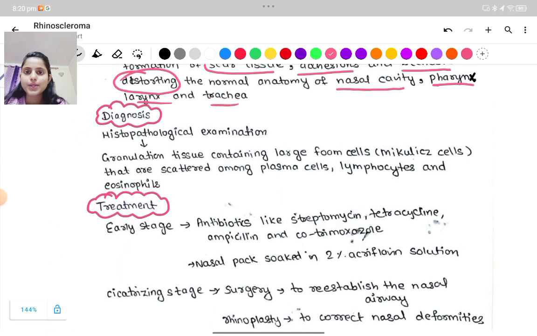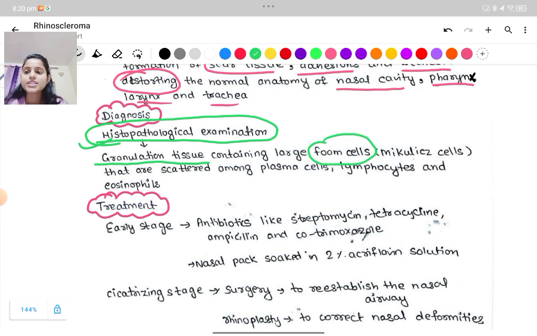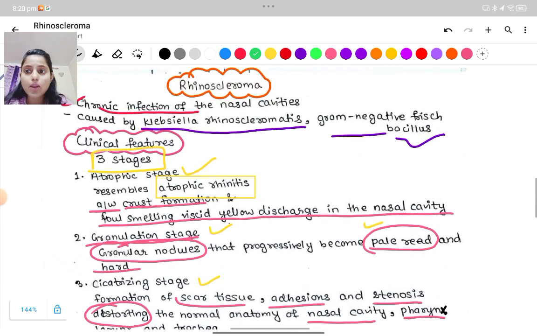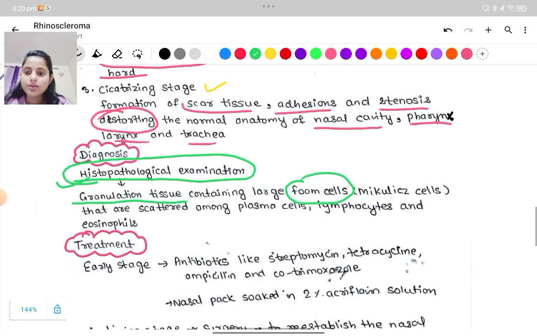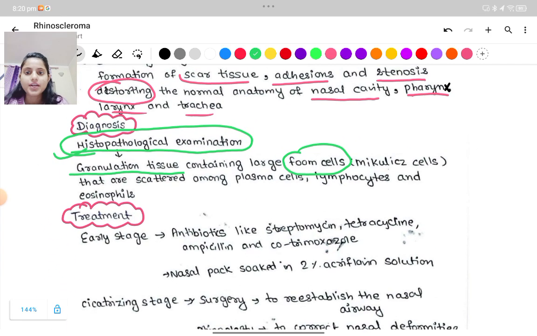For the diagnosis, we do histopathological examination. In histopathological examination, we see granulation tissue containing large foam cells. It is a chronic granulomatous bacterial disease. So in histopathology, we can see granulation tissue containing large foam cells, mucoelic cells that are scattered among plasma cells, lymphocytes, and eosinophils.